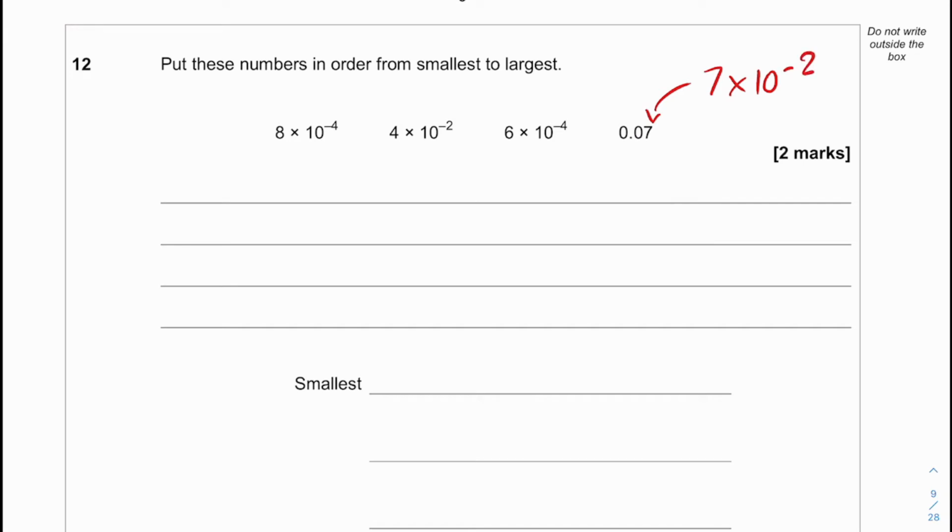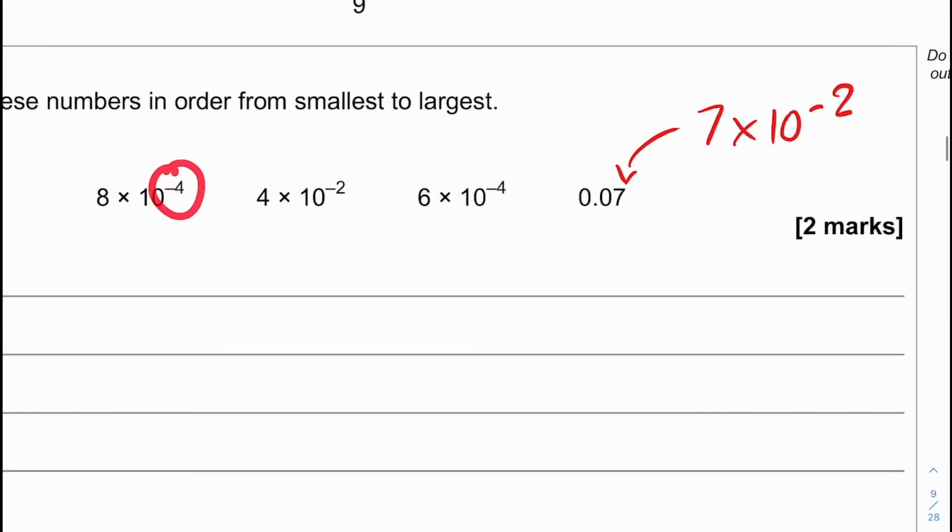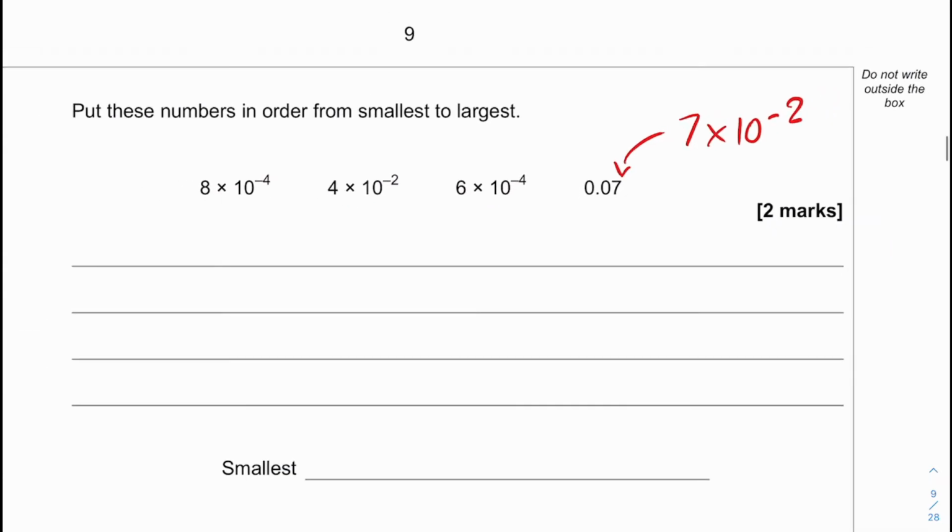What we can then do is compare the values in the indices here, to the minus 4, and we can see we've got 2 4s and we've got 2 2s. So the ones that have got to the power of negative 2 are going to be bigger numbers than the ones to the power of negative 4. So we need to consider these 2 numbers first because we are arranging from smallest to largest. So the smaller of these 2 numbers is the 6, because if we consider say 0.6, that is less than 0.8, so therefore the 6 is the smallest.